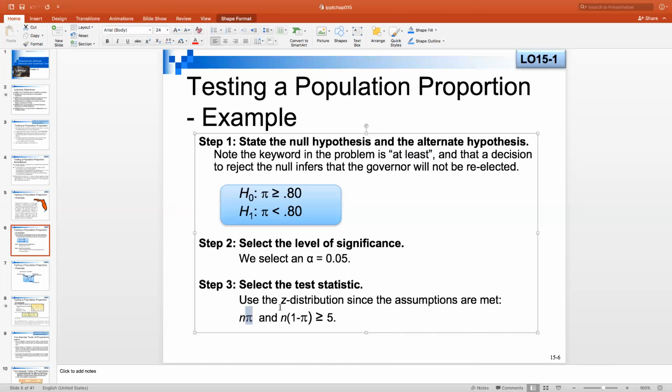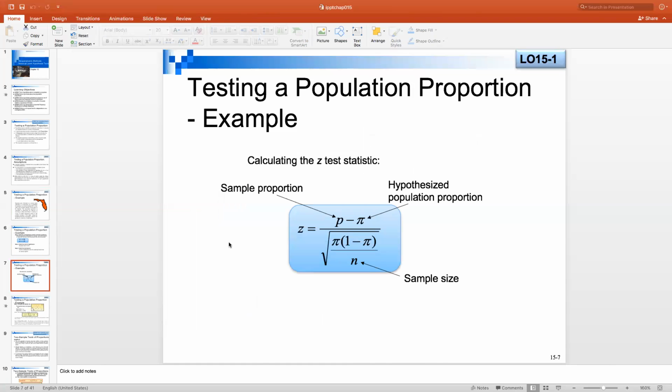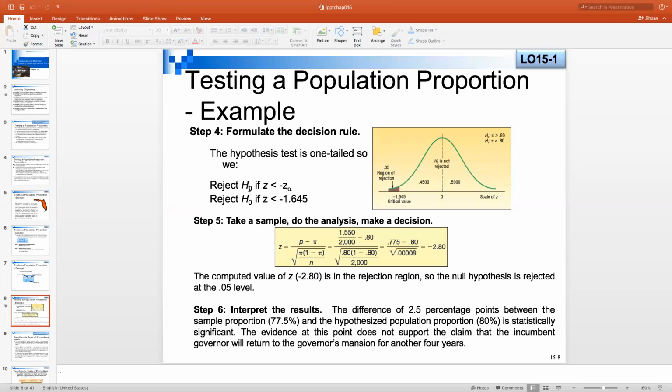So that 1,600 is greater than or equal to 5. So we're going to go ahead and use the normal distribution in this case. We're going to use the z. And then if you did n times 1 minus pi, so 0.2, you'd still be greater than 5. So that's where we get the ability to use the z distribution. All right, so calculating the z-test statistic is right here. But before we do that, let's look at the critical side first.